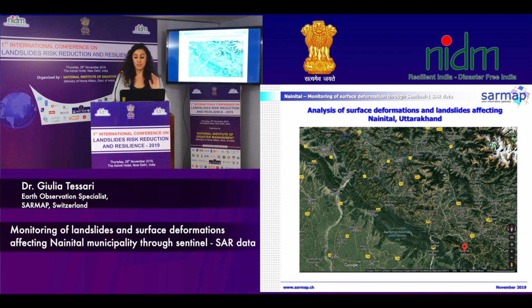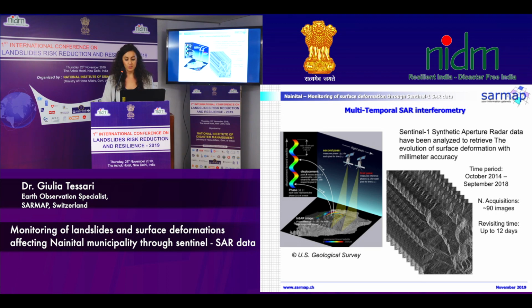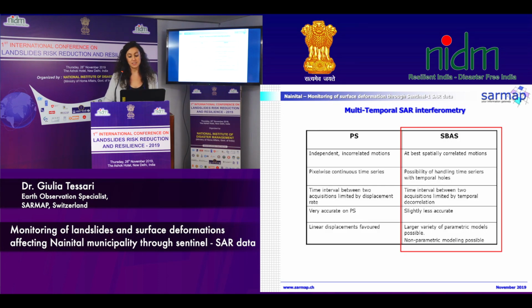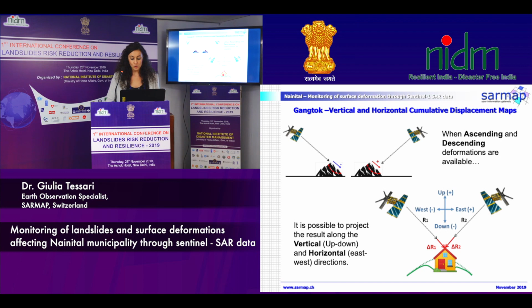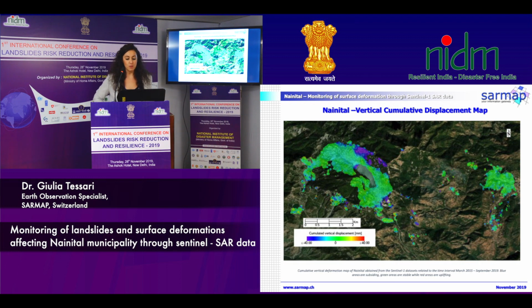So we were focused on Nainital municipalities. Nainital is located in Uttarakhand, in the southeastern part of Uttarakhand. We were using all the available data, as I was mentioning, and this SBAS technique. And so again, because we got two different data sets, we could get the vertical and east-west directions of deformation. This is our final result.